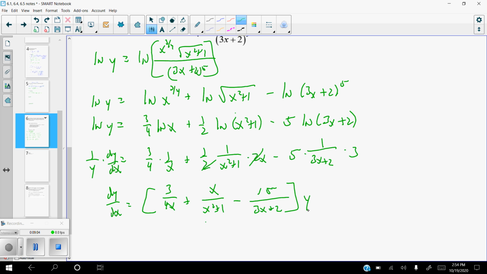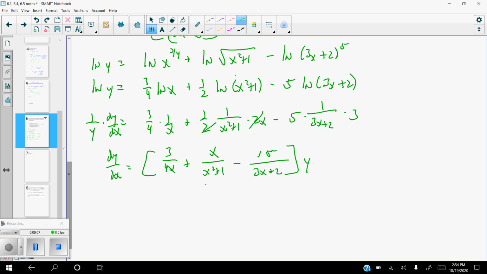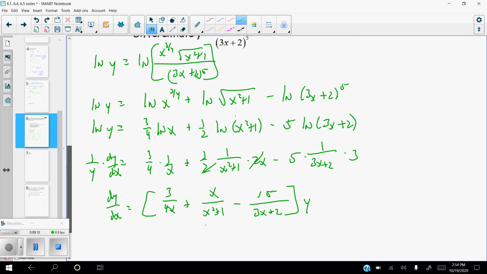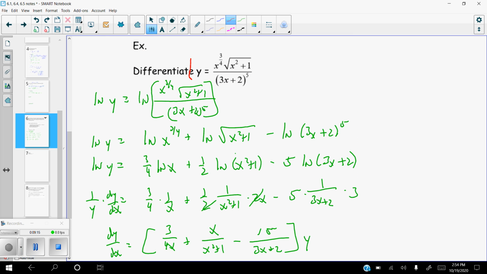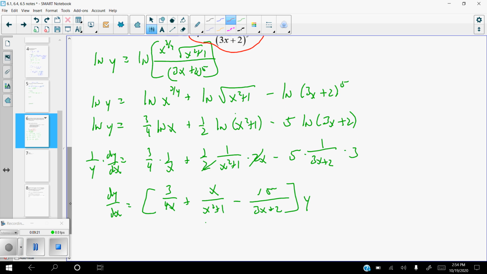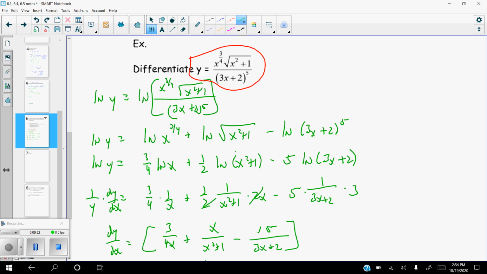The only problem is, this is a derivative with respect to x, and we don't want to have y's left over if possible, and we don't need to in this case, because y was this function right here. So I can plug all that stuff in where the y is. I'm actually going to cheat a little bit and erase this, and just rewrite the original function, x to the 3/4 square root of x squared plus 1 over (3x plus 2) to the 5th.